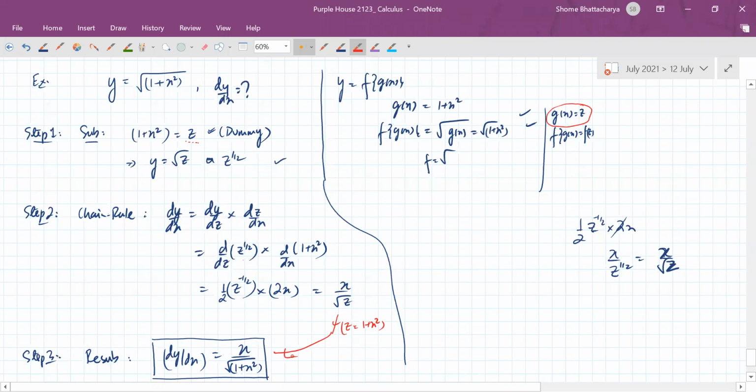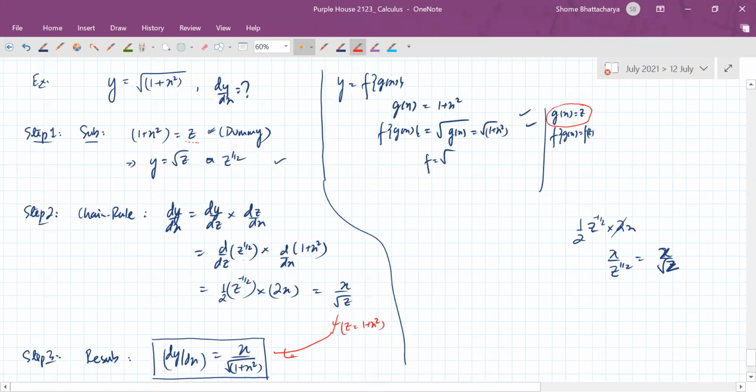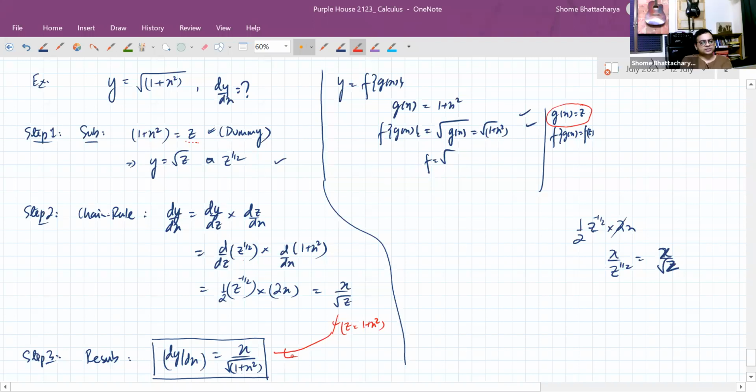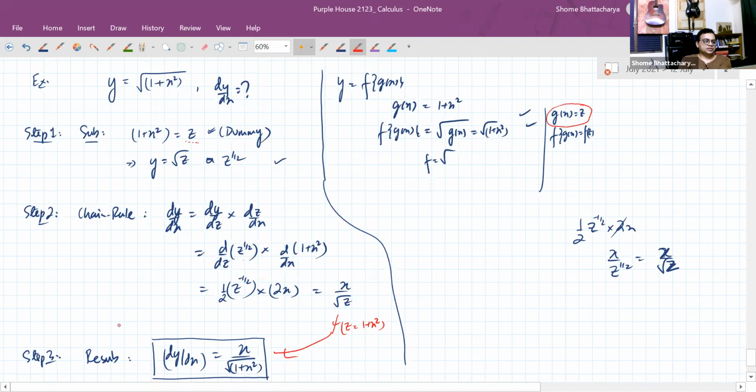Sir, why didn't we substitute the dz in the denominator as 1 plus x square in step 2? How will we differentiate, beta? That is the differentiation step, isn't it? If I write z as 1 plus x square there, then how will I differentiate the term z to the power half with respect to 1 plus x square? Yes, yes. Understood? Resubstitution is done in the last step. No? It's not the second step.